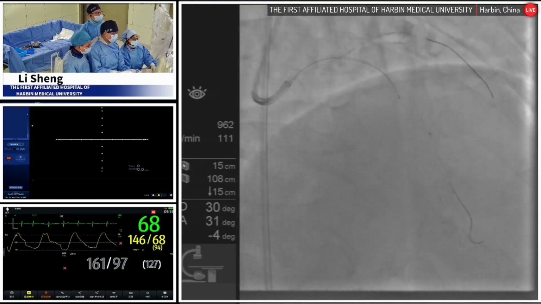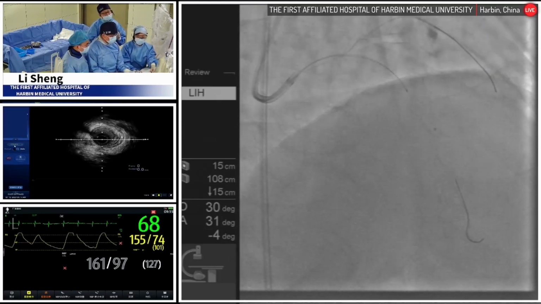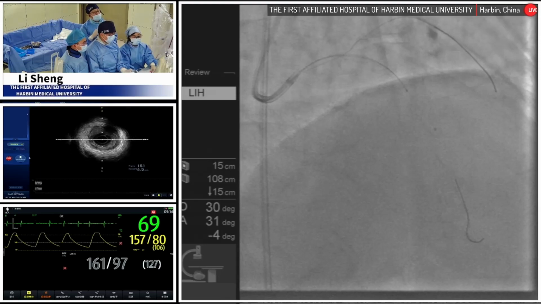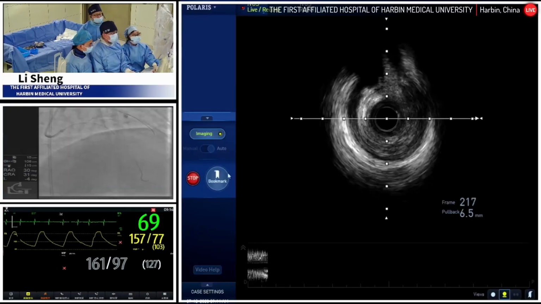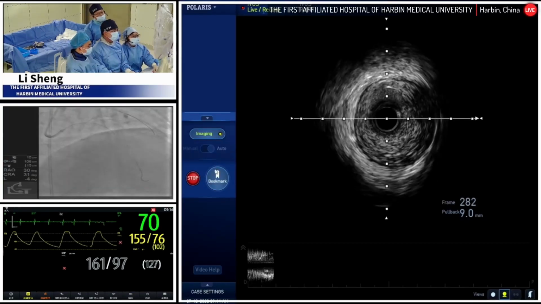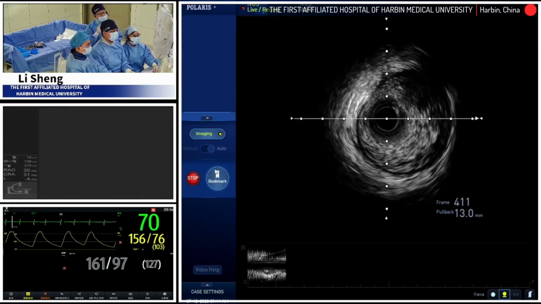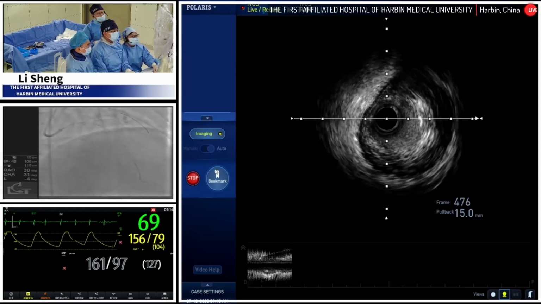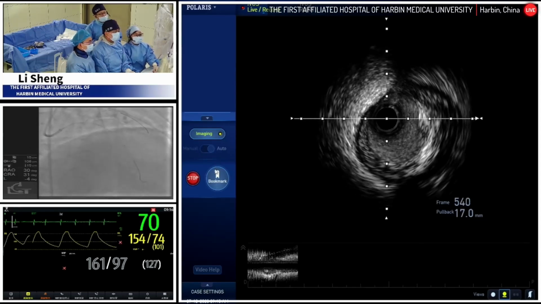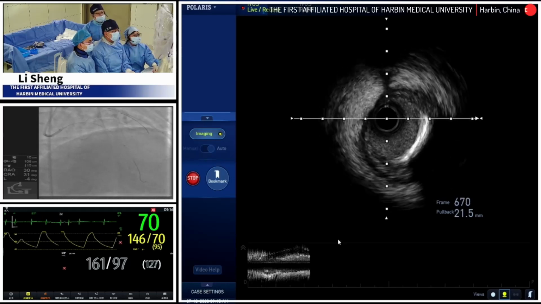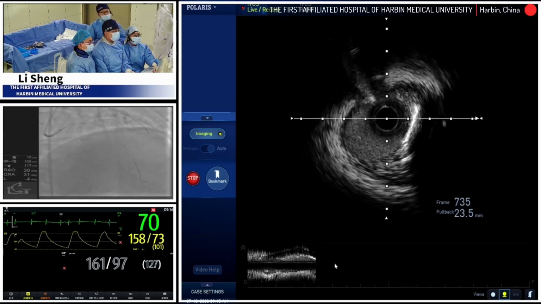With the IVUS image, we can have lots of information about this lesion. Actually, from the previous angiography I saw some calcification, and also from the CT angiography. But after the IVUS image, we can have a better understanding of the lesion, whether the calcification is severe, and the arc and length of the calcification. So IVUS is super important for this lesion.